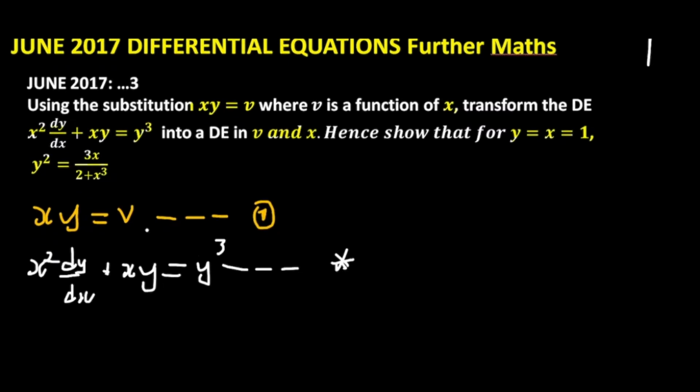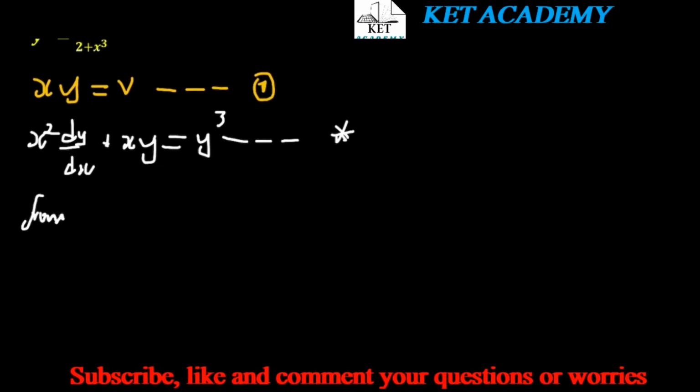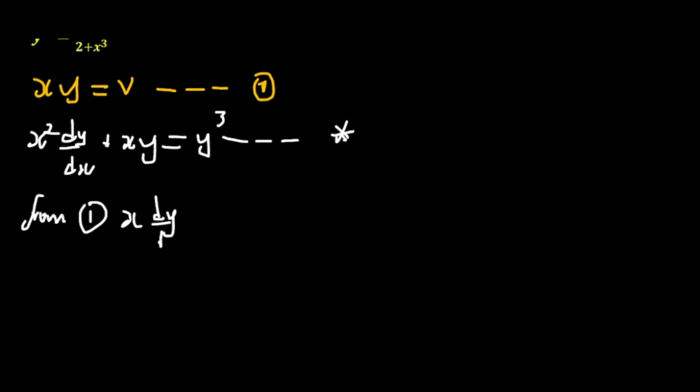So actually this is a proof that we're going to do, and to solve this, we see that from equation 1, when we differentiate this equation with respect to x, we're going to have x dy/dx plus, if we keep y constant and differentiate x, 1, equals, now the derivative of v with respect to x will simply be dv/dx. So looking at our differential equation, we have x squared dy/dx plus xy, and here we have x dy/dx plus y equals dv/dx.